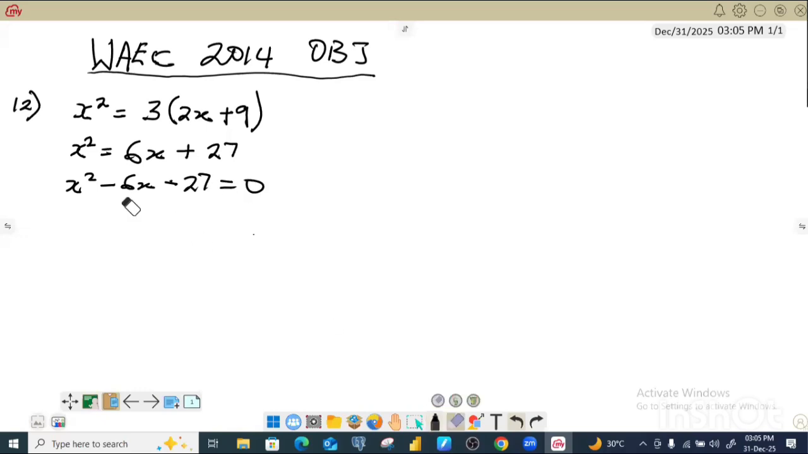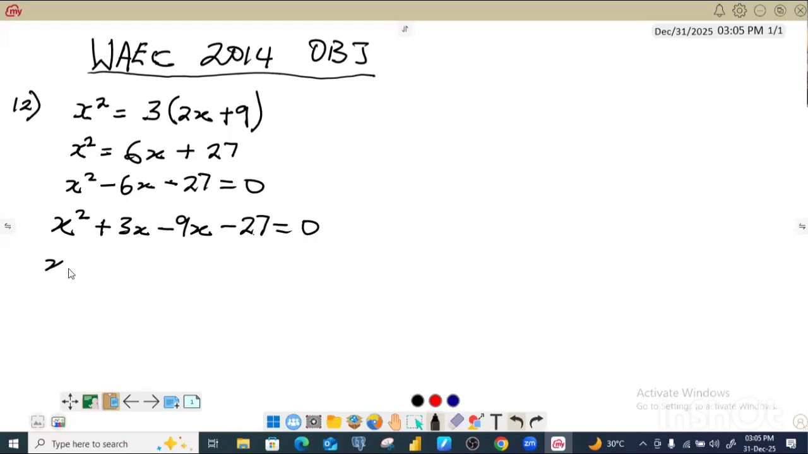Yes, sir. So can we factorize this equation? Is this something that we can factorize? 3 and minus 9. Okay. So we can say x squared plus 3x minus 9x minus 27 equal to 0.